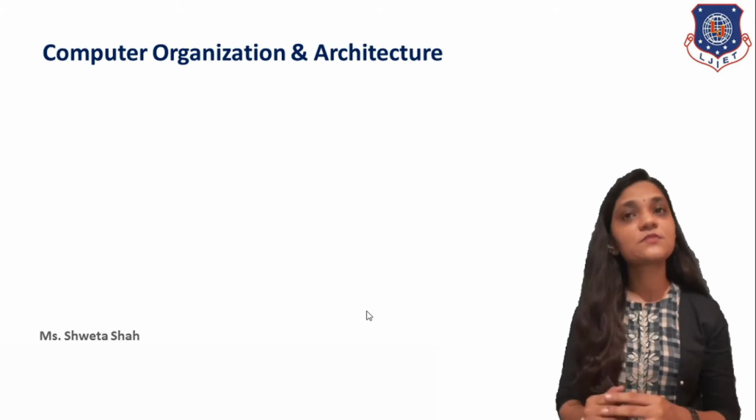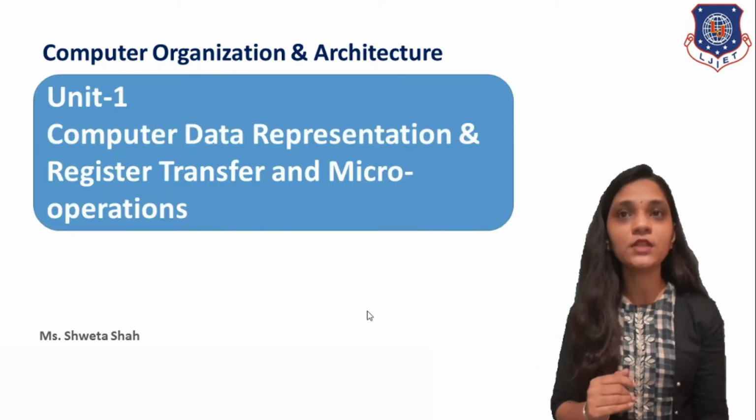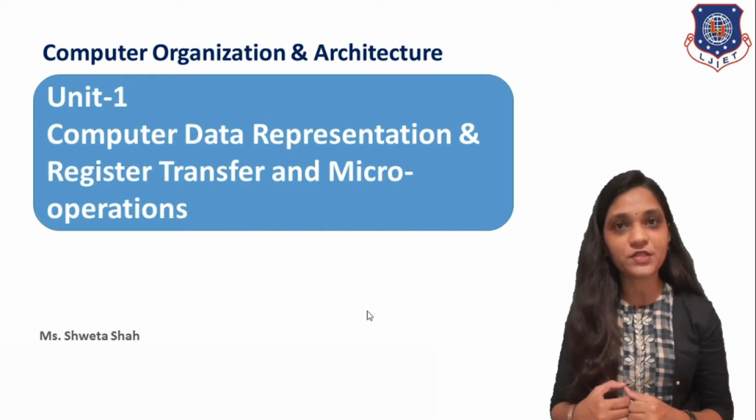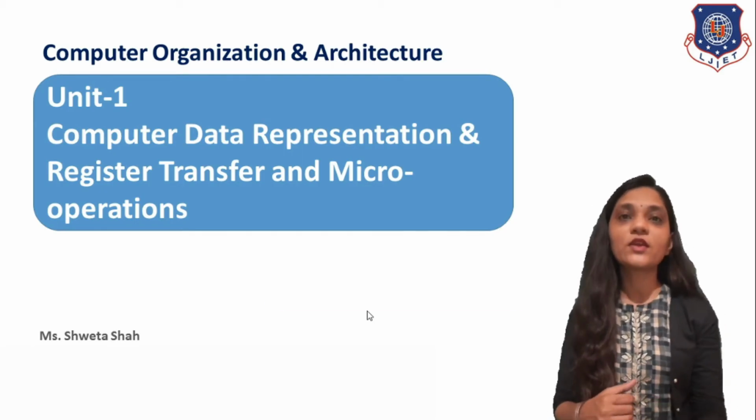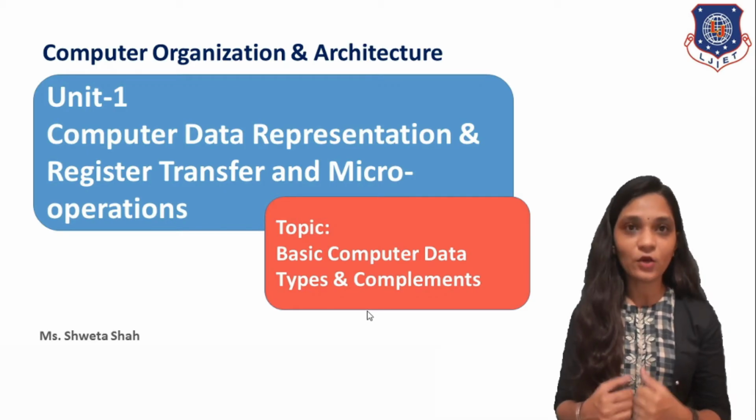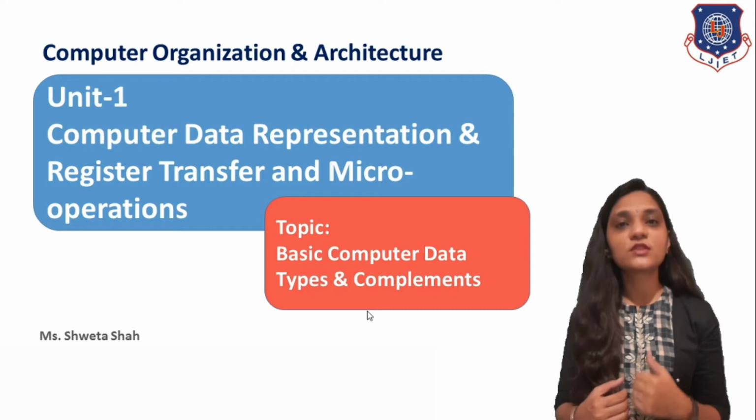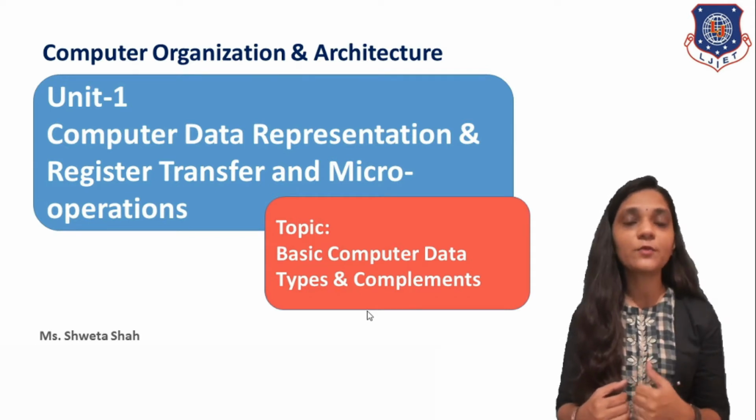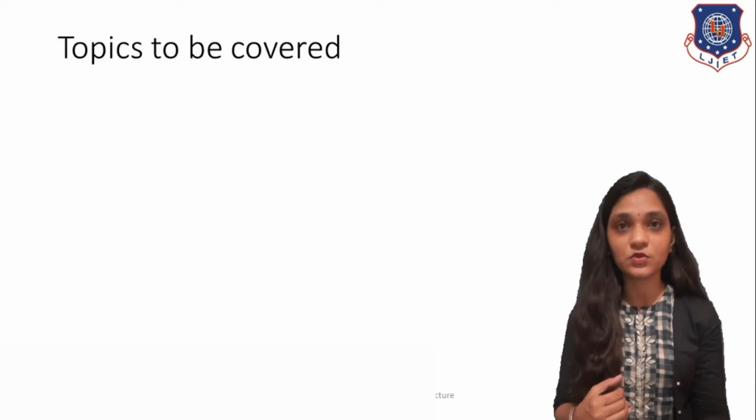We are here for the subject Computer Organization and Architecture. In this subject, we are going to start with Unit 1, that is Computer Data Representation, Register Transfer, and Microoperation. From this unit, we are going to start with the topic Basic Computer Data Types and Complement. Before starting with this topic, let me see what the outlines for this unit are, and what topics we are going to cover in this unit.